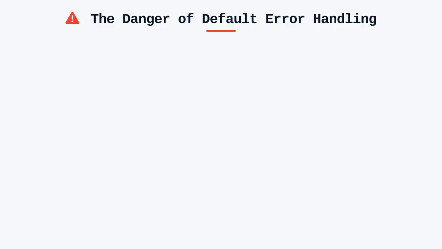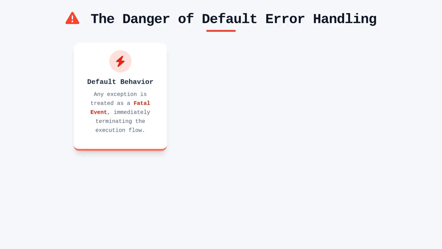By default, without explicit error handling, Power Automate Desktop treats almost any exception as a fatal event that immediately terminates the execution flow. This default behavior halts the thread, sets the run status to a failed state, and reports back to the Cloudflow orchestrator, which then necessitates human intervention or a cumbersome retry process.